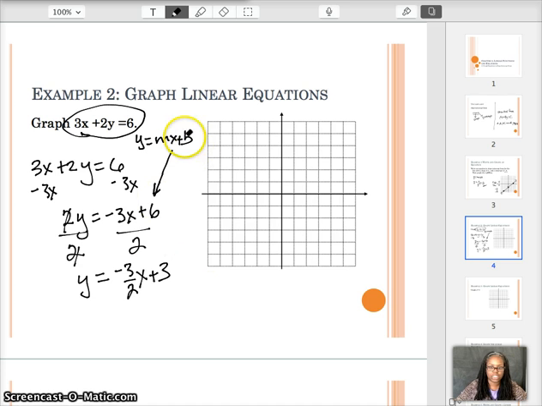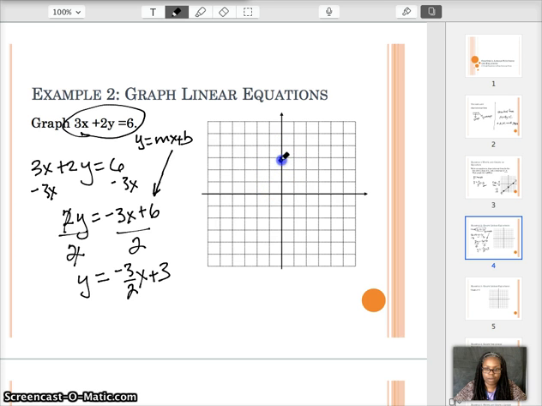So the question is, do we have it in slope-intercept form? Yes, we do. Do we know what the slope is? Yes, we do. It's right here. Do we know what the y-intercept is? Yes, we do. So we have all we need to graph. So I'm going to go to the y-axis.